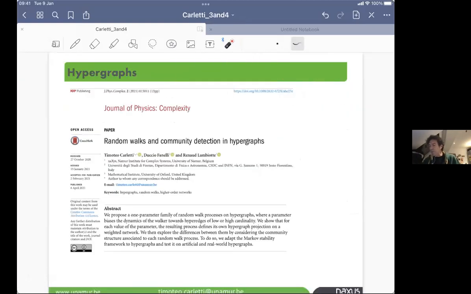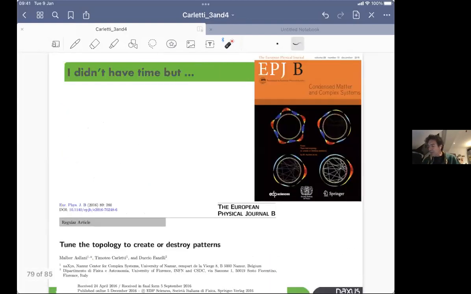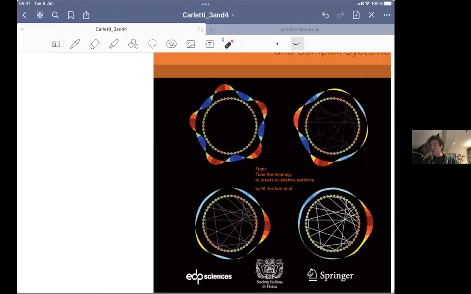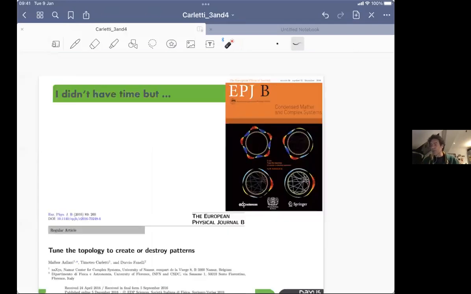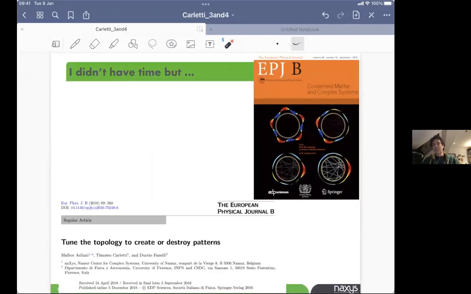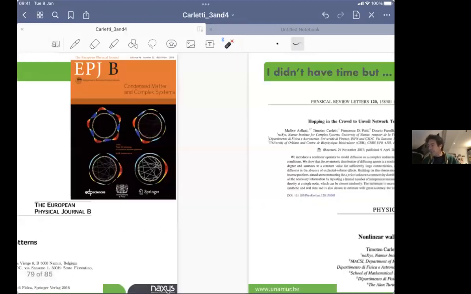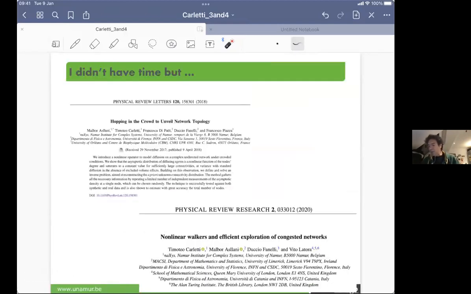There are some applications to community detection that I skip. You can play on the topology of the network by rewiring links, and so you can create and destroy patterns. This is a picture from a paper of my group that was put on the cover of a journal some years ago, where we show that at the beginning you have this very regular pattern, but then, adding short links in the middle, your pattern is localized to one side of your network. So you can play with this kind of thing. In the end, it is always the study of the emergence of this instability.